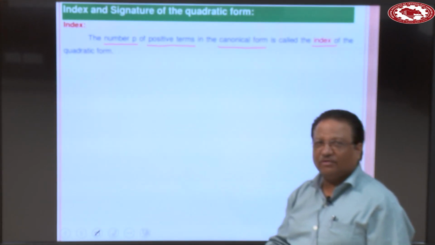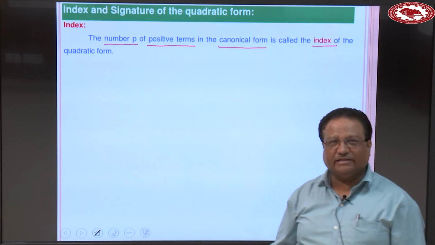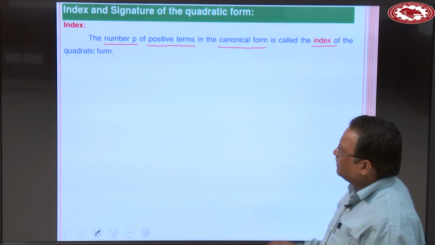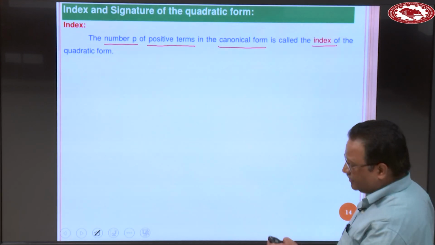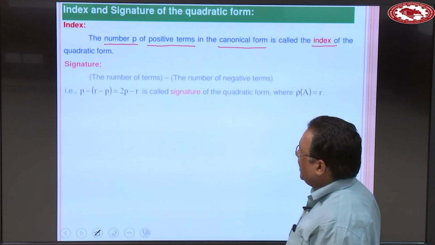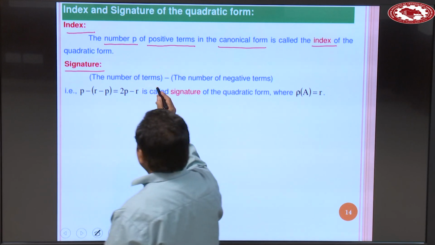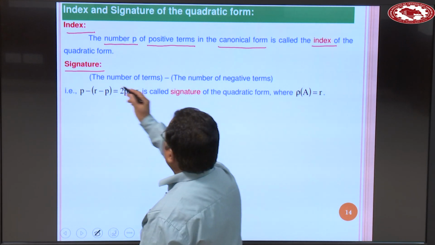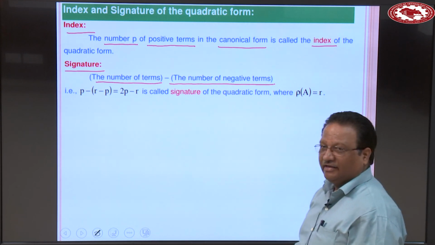तो आप ये देख लिया करो कि कितनी आइगन वैल्यूज नेगेटिव है, कितनी पॉजिटिव है। तो जो पॉजिटिव होंगी दैट वन इज इंडेक्स। वेरी सिंपल। द नंबर p ऑफ पॉजिटिव टर्म्स इन द कैनोनिकल फॉर्म इज कॉल्ड इंडेक्स ऑफ द क्वाड्रेटिक फॉर्म। एंड व्हाट इज सिग्नेचर? What is signature? The number of positive terms minus the number of negative terms is called signature.